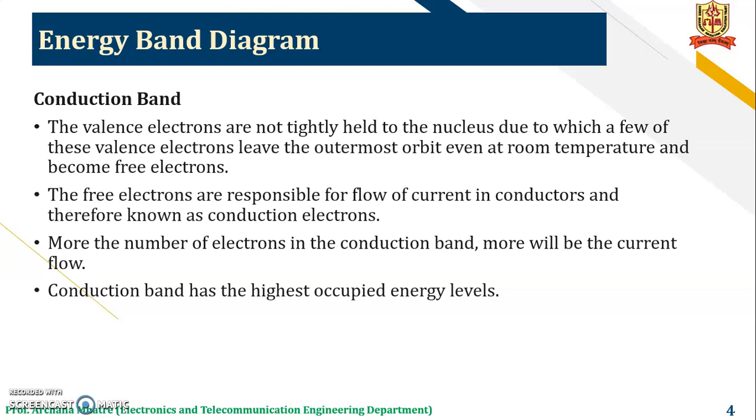Now next is the conduction band. The valence electrons are not tightly held to the nucleus, due to which a few of these valence electrons leave the outermost orbit even at room temperature and become free electrons. The free electrons are responsible for the flow of current in conductors, and therefore they are known as conduction electrons. The more electrons in the conduction band, the more the current flow. The conduction band has the highest occupied energy levels. That means depending upon the number of free electrons, the current will flow through the circuitry.